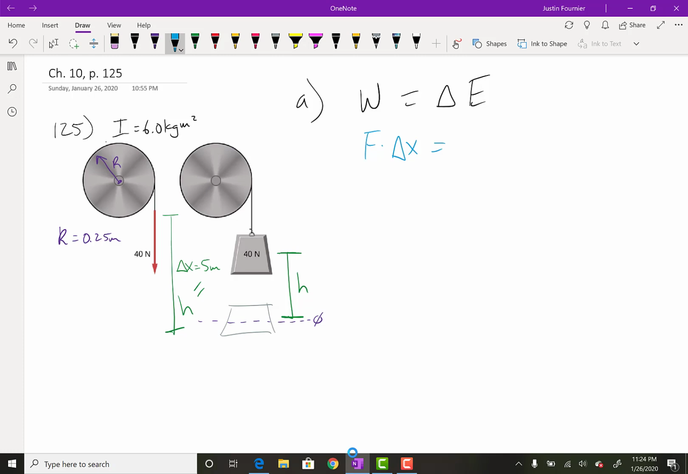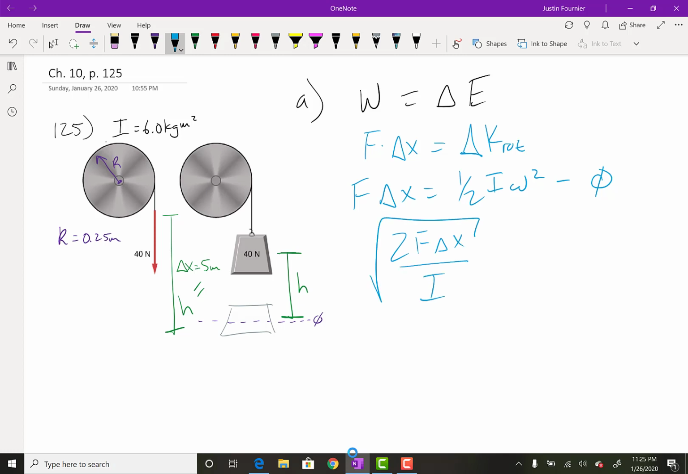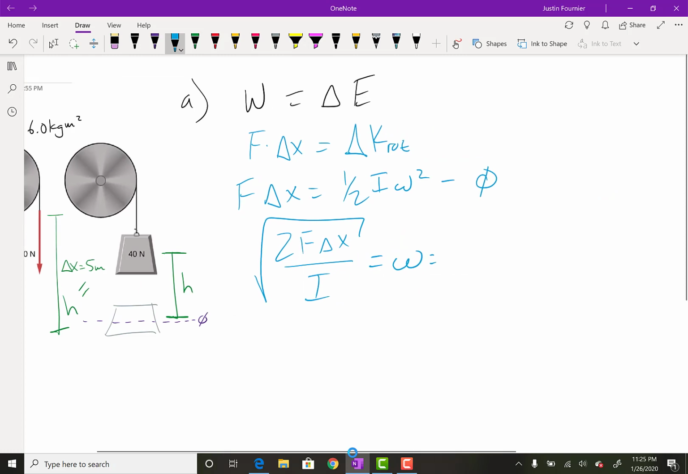And that's going to change into rotational kinetic energy. So it's my change in rotational kinetic energy. Again, force times the displacement equals my final kinetic energy, which is 1/2 I omega squared, minus my initial kinetic energy, which was 0. The disk starts at rest. So lastly, all I've got to do is isolate omega. Multiply both sides by 2, that's 2F delta x, and divide by my moment of inertia. Take the square root of both sides. That's going to be my angular velocity.